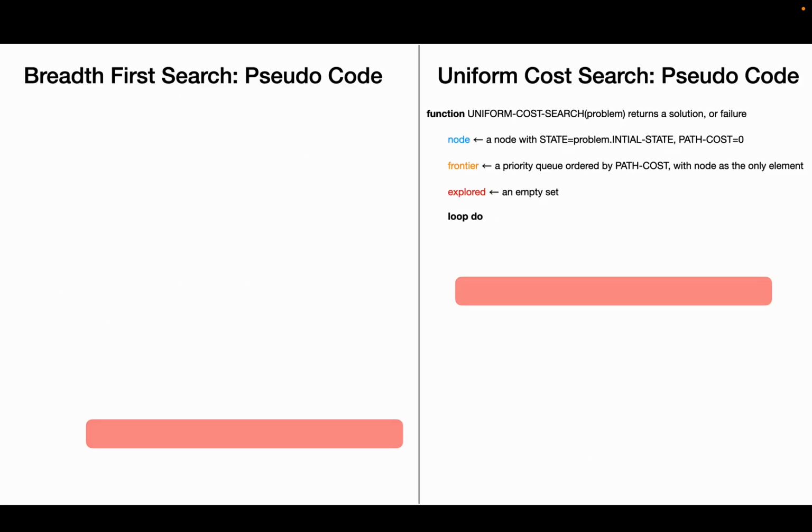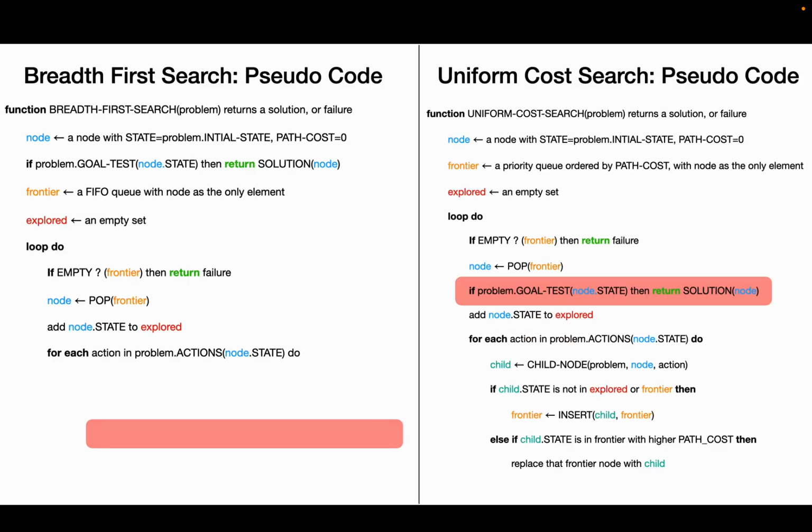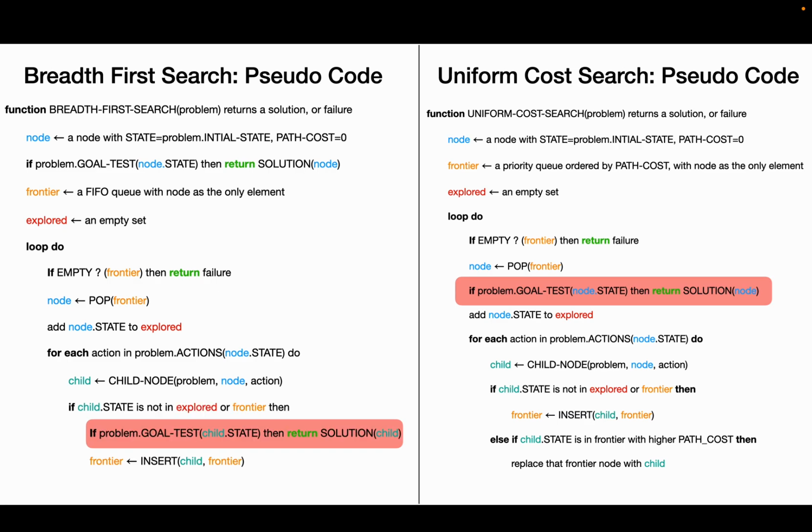So let us see how uniform cost search and breadth first search differ. These are the two pseudocodes of breadth first search and uniform cost search. In breadth first search, we have seen in the previous video that the goal test happens immediately after the child generation. If you can see here, the part highlighted in red, on the left side, after the child has been generated, we see whether it is present in explored or frontier. If it is not there, then we test whether it is a goal node or not.